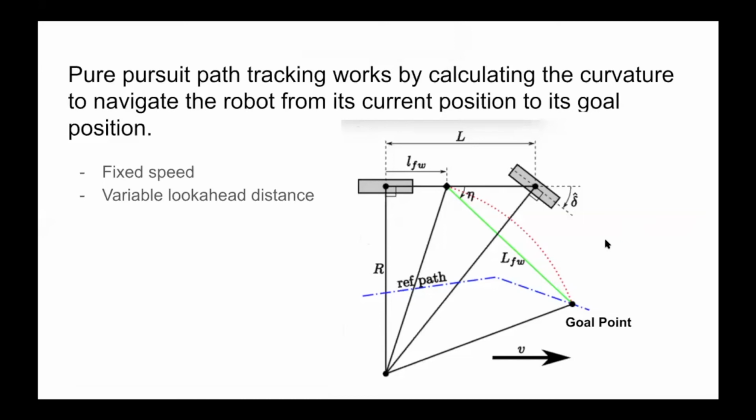its goal position. Analogous to how when you're driving a car, you keep your eyes fixed on a certain location ahead and you control the steering angle to reach that position, pure pursuit works by controlling the steering angle of the car to navigate to a goal position that's a variable look-ahead distance away at a fixed speed.